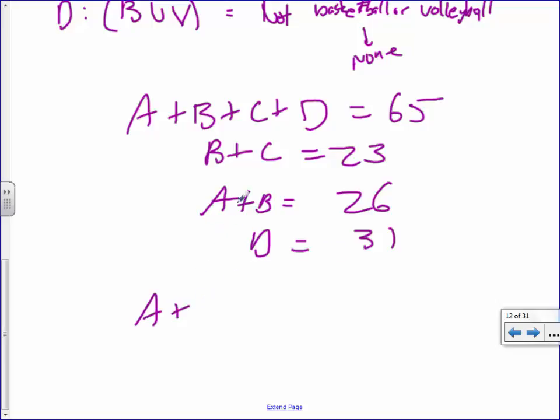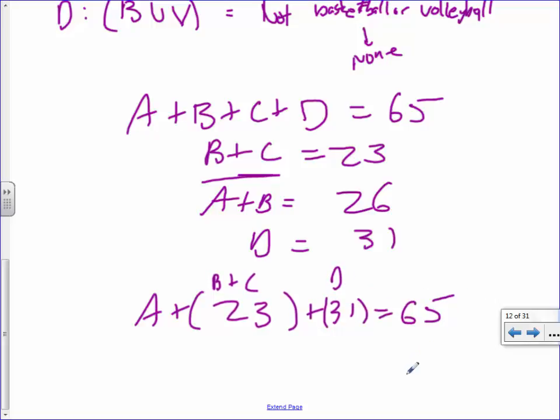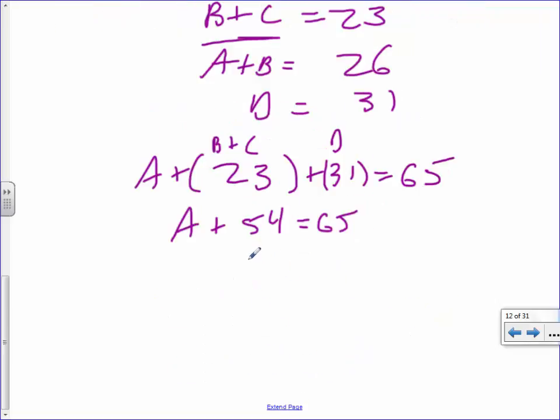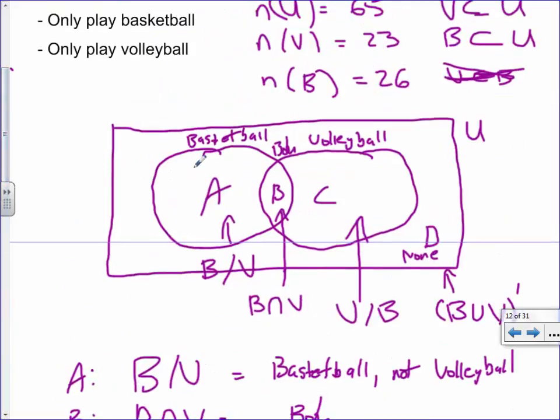So I would say do something like this. A plus, okay, B and C is supposed to be 23, right? So I'll make that 23. That's B and C. D is supposed to be 31. That's supposed to equal 65. So let's work backwards and figure out what A happens to be. So that's A plus 54 equals 65. A is 11. All right, so let's fill that out. This guy right here is 11.